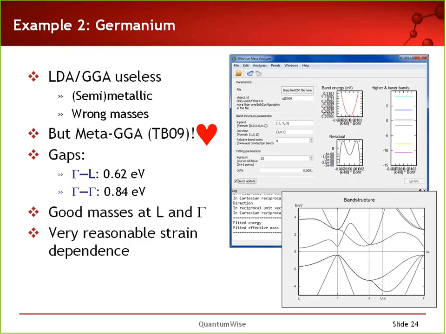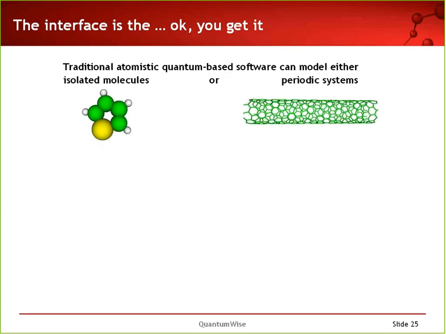For instance, meta-GGA, this Tran-Blaha parameterization from 2009, which actually gives you a very, very nice band gap and band structure in general for germanium, which is completely hopeless if you use LDA and GGA. And in particular, what's nice is that the masses are good and you have a very reasonable strain dependence of the band structure as well. So this is promising. It's not a golden hammer. You can't attack everything with meta-GGA, but maybe silicon germanium would be reasonable to look at in more detail with meta-GGA.